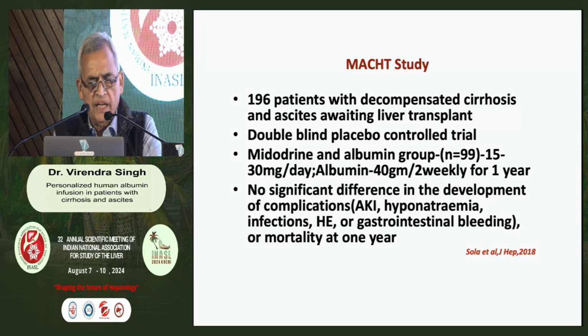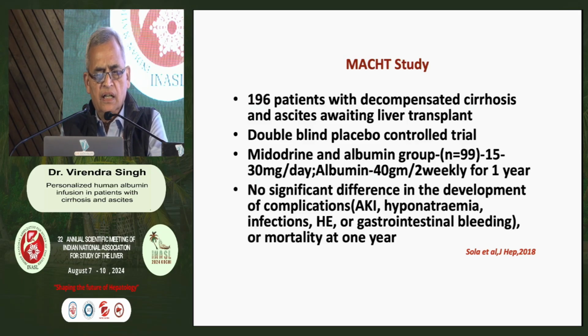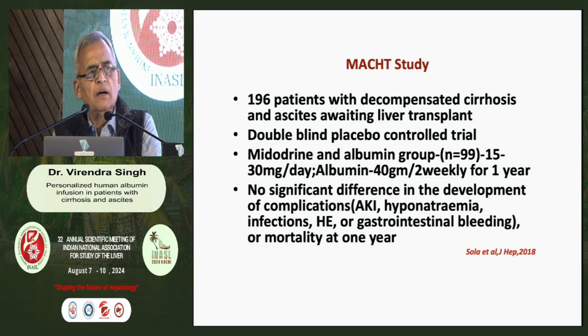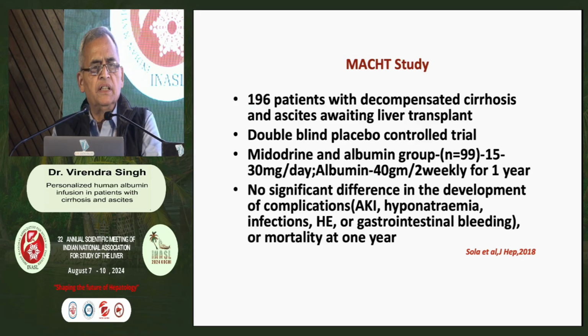This was a double-blind placebo-controlled trial in which one group was given midodrine and albumin, and in the other group they gave albumin. The albumin dose was 40 gram 2 weekly. There was no significant difference in the development of complications: AKI, hyponatremia, infections, HE, GI bleed, or mortality at 1 year. So it was a negative study. Probably it was because of the lower dose of albumin used.